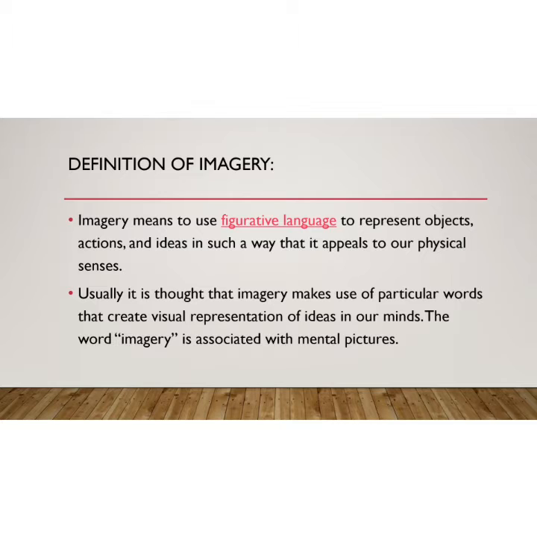Words that are going to be keywords, for example, colors: black, white, yellow, green, red; words like soft, hard; words like big, small. Those are words that are going to convey meaning in such a way that our brains are going to imagine or create mental pictures of the things that the authors and writers are trying to communicate.